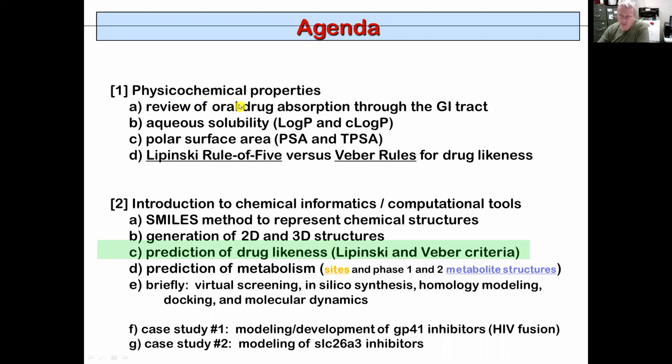these physicochemical properties, C log P, polar surface area, things like that, and the Lipinski rule of 5 and the Weber rules, which are rules we use for drug likeness. Like, is a molecule drug-like? Does it have any potential to be an orally bioavailable drug, right?